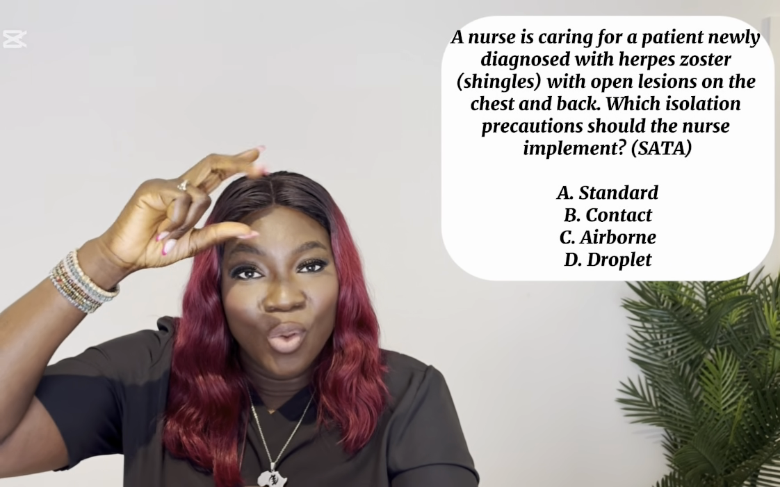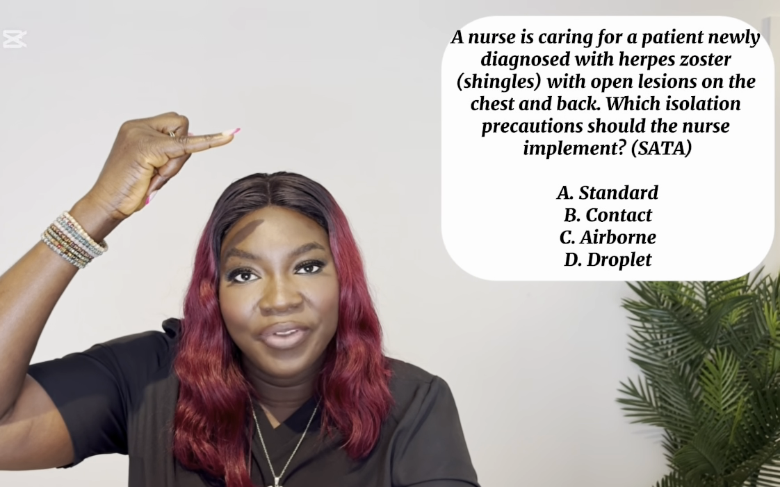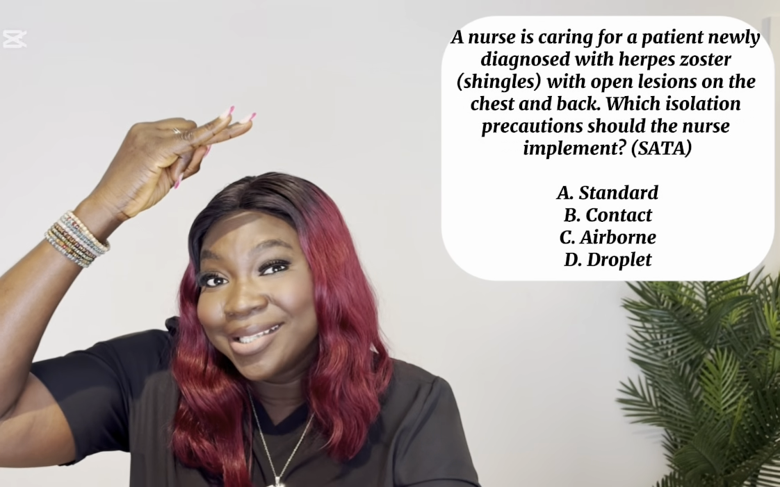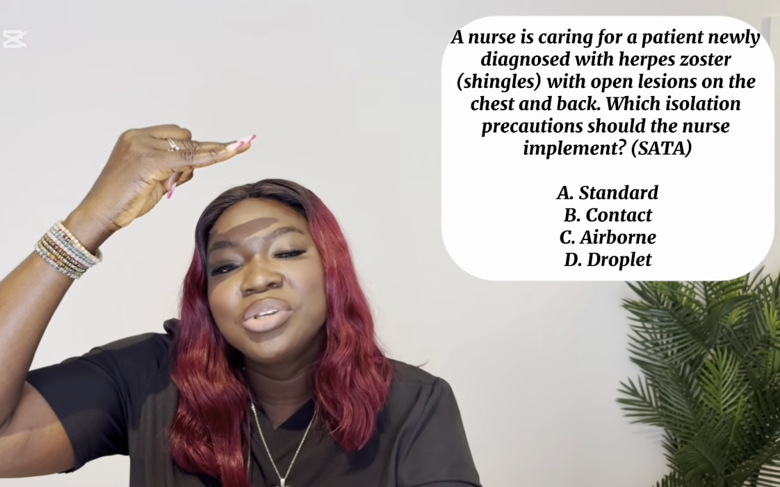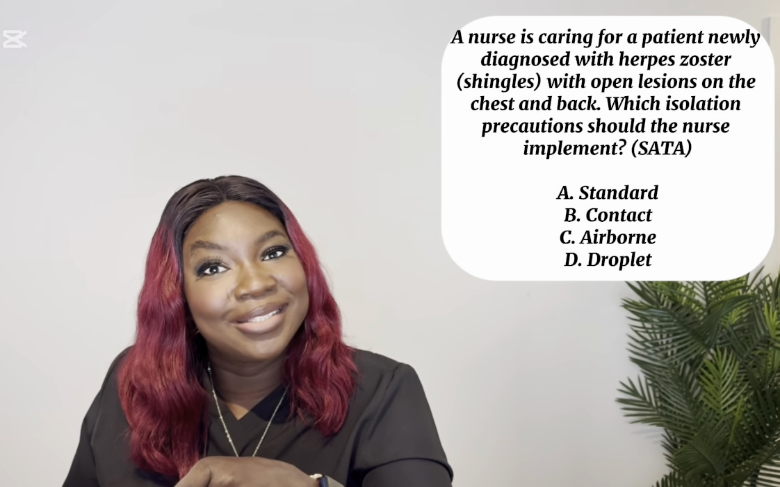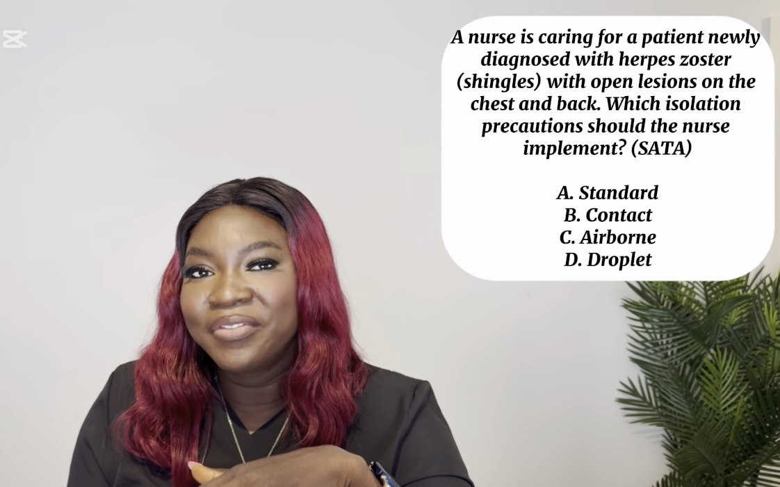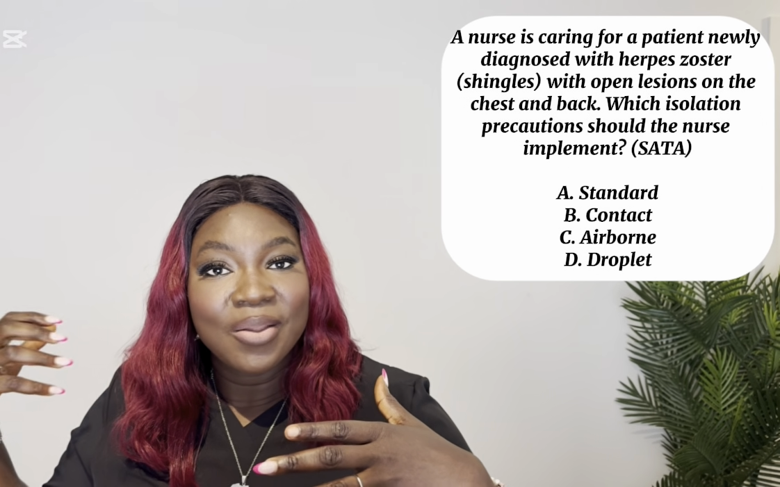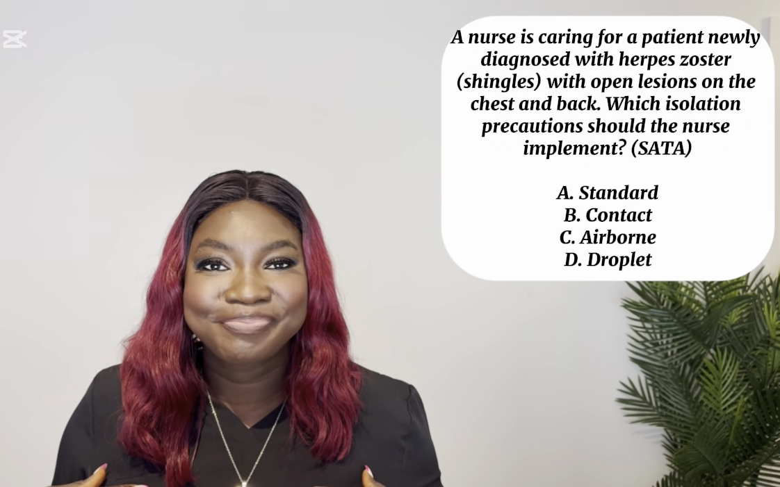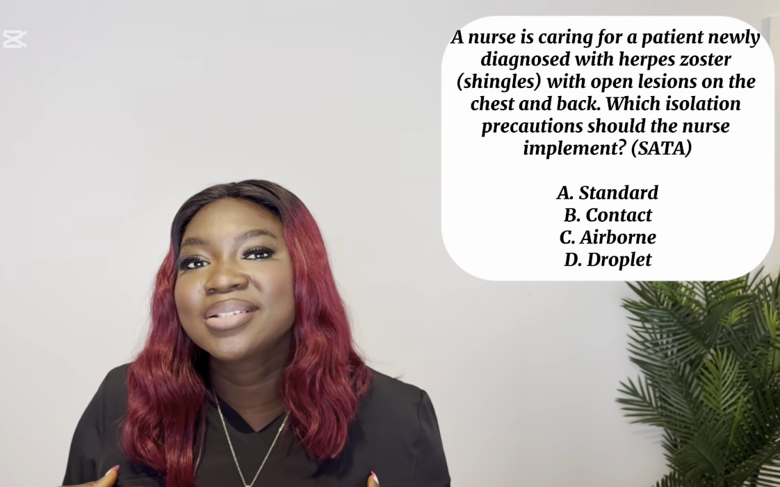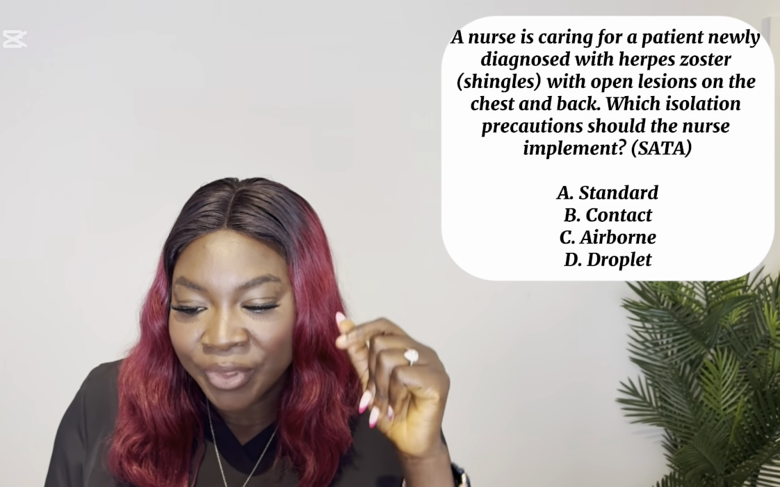So note, varicella zoster virus causes chickenpox in children. The first time it infects you, you will have chickenpox. The second time it reactivates and infects you, it will give you shingles. And that is what this patient is experiencing, shingles. And with shingles, you can have lesions. When the lesions are disseminated, that is spread around the body, it is very contagious, especially with open lesions.